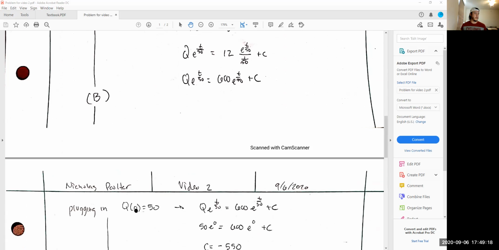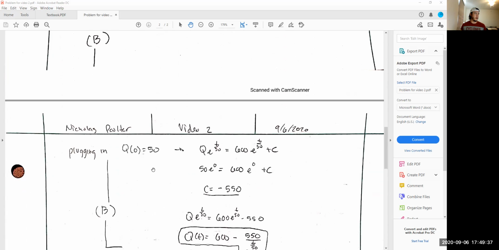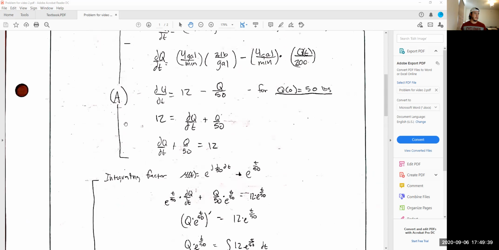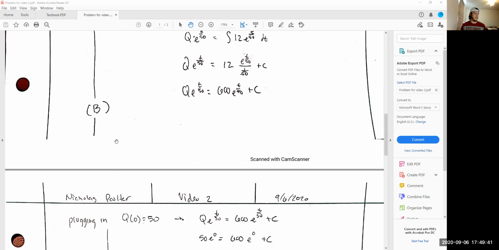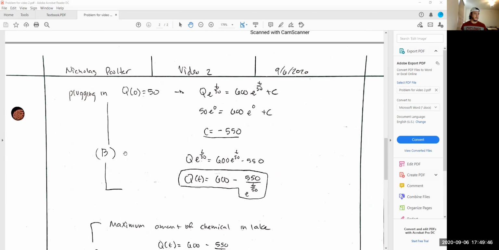At this point, we plug in our Q at time 0 is equal to 50, which will give us our value C, which we plug back in order to further define the actual formula we will need to find the maximum amount of chemical in the lake. So I've done it here. This completes part B. Part A was the initial setup, which I've shown here. Part B is the actual integration and establishment of the formula.